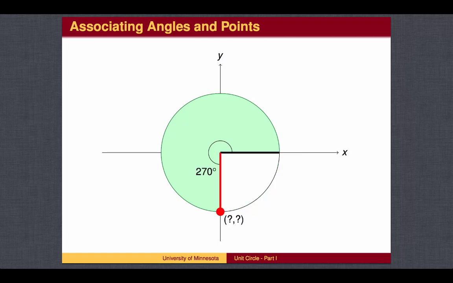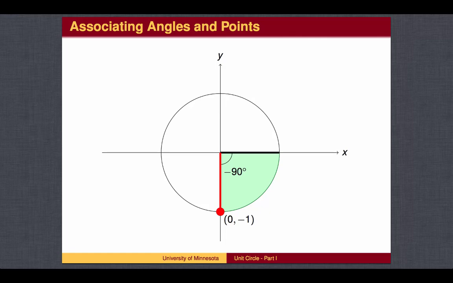As a test of your understanding, find the point associated with the angle 270 degrees. If the input is the angle 270 degrees, the output is the ordered pair 0, negative 1. We can also have the angle equal 0. In this case, the point will be 1, 0.